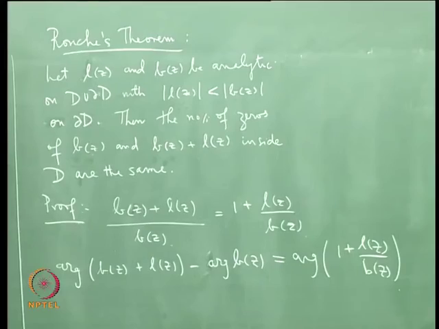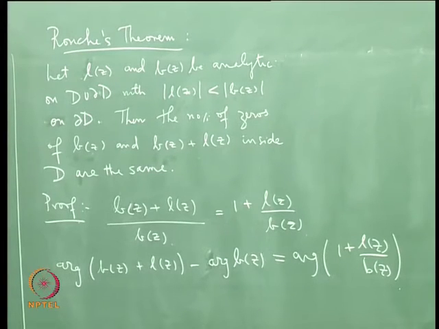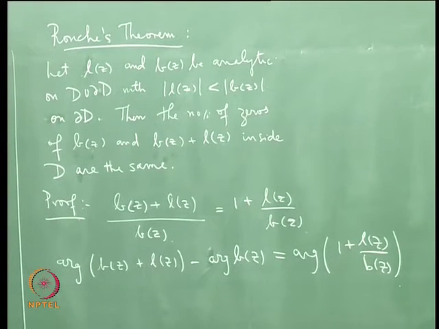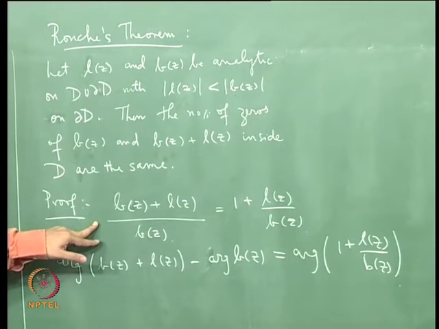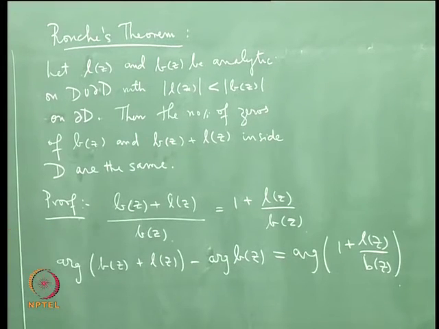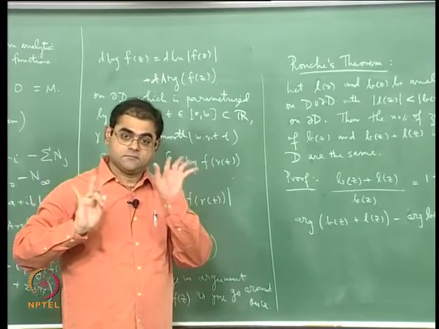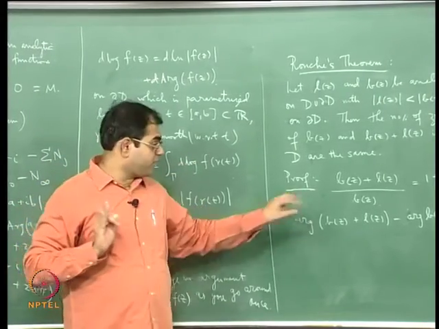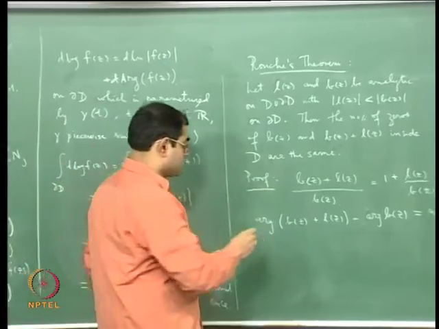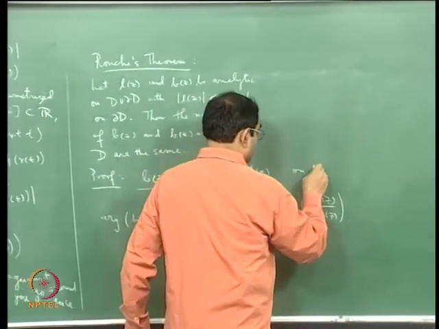And mind you, I can divide by B because B doesn't have any zeros, and it doesn't have any zeros on the boundary. So mind you, I'm writing this down only on the boundary because I have to compute the argument change as z varies on the boundary. B may have zeros inside. That's not the point. The point is this is being done on the boundary. So I should write this on the boundary.